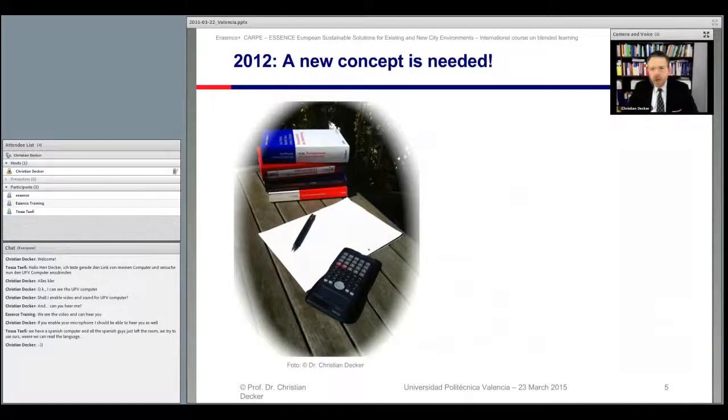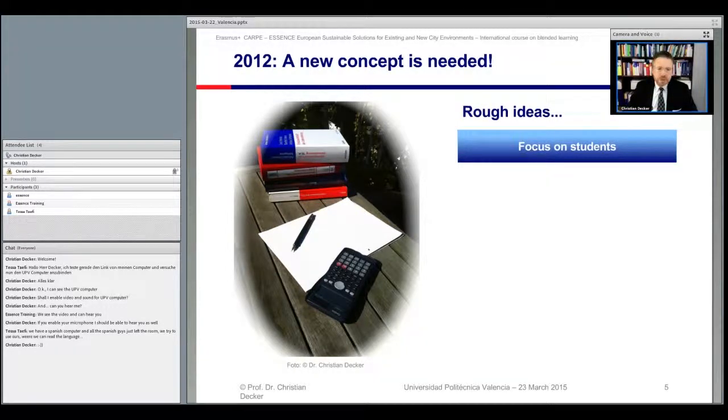So in 2012, I said to myself, a new concept is needed. I have to change the structure of the lecture, and I need a completely new design of the course. So I had some rough ideas. First of all, I said there has to be a bigger focus on the students. I have to center myself more on the students.